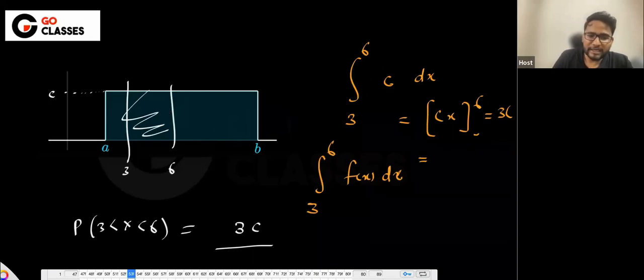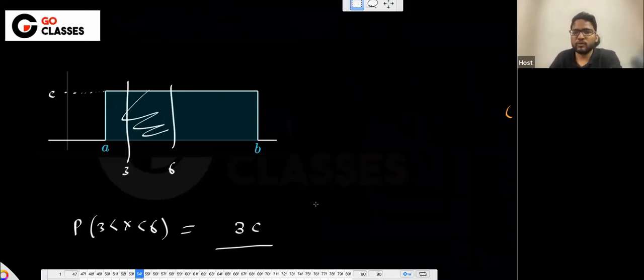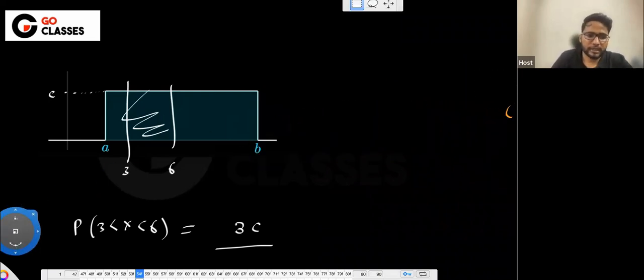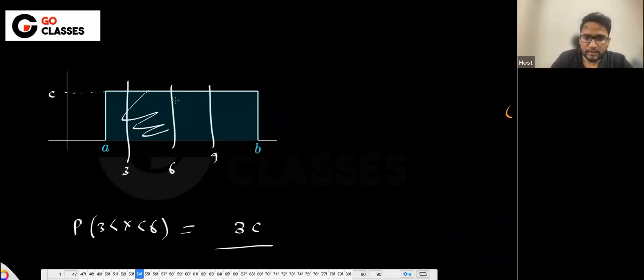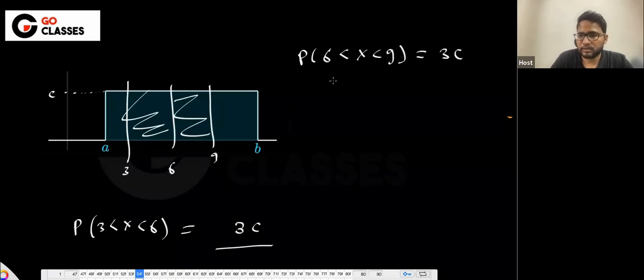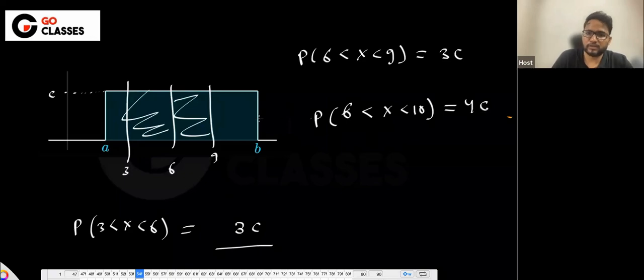So if I ask you what is the probability in between 3 to 6, you will say this is the probability. Now, if I ask you what is the probability in between 6 to 9, since the width is 3 and height is C only, you will say the probability of 6 to 9 is 3C only, right? Now tell me, what is the probability in between 6 to 10? You will say it is 4C, right? It is because the width is 4, so that's why it is 4C.